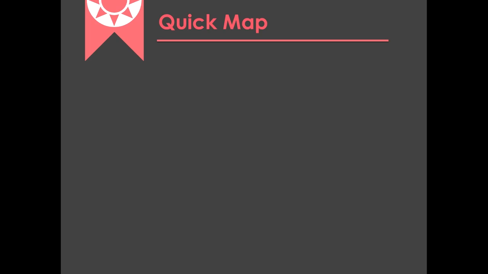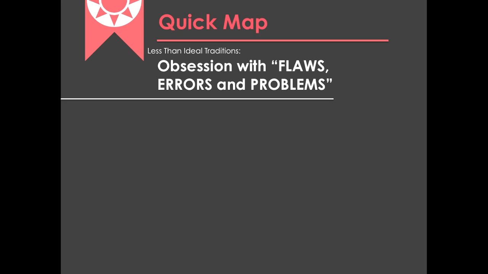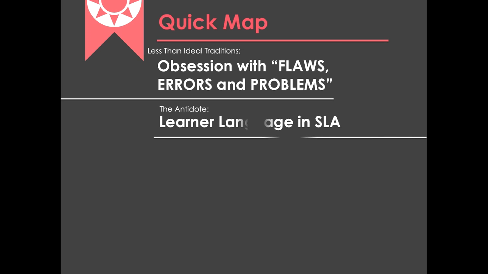Before we hit the road, it never harms to have a quick map at hand. To begin with, I will introduce the less than ideal tradition in the context, obsession with flaws, errors, and problems. I will talk about the roots and the relevant teaching practice. And then luckily, we have the antidote in SLA. Learner language might be the key for gaining a new perspective on this issue, and I will state why and how SLA helps with the issue.